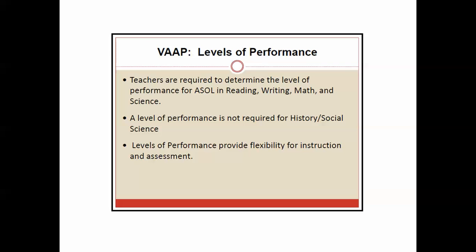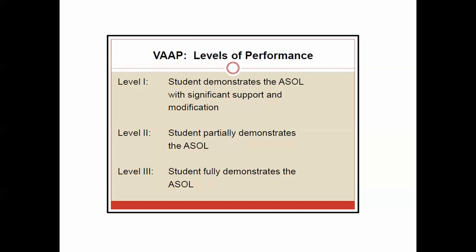VAAP levels of performance. Teachers are required to determine the level of performance for ASOL in reading, writing, math, and science. A level of performance is not required for history, social science. Levels of performance provide flexibility for instruction and assessment. At level 1, a student demonstrates the ASOL with significant support and modification. At level 2, the student partially demonstrates the ASOL, and level 3 would be the student fully demonstrates the ASOL.